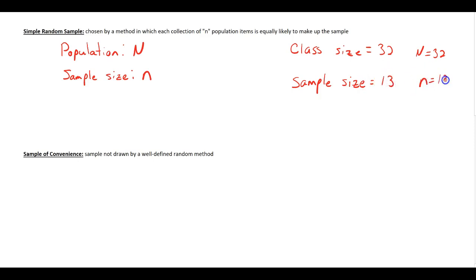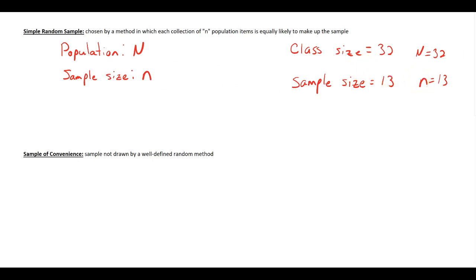So n is 13. So what this indicates is that everyone in the class had an equally likely chance of being chosen for that 13 because I put all the names in a hat and I drew. And so this is considered a random sample. This is the most basic sampling method that we have.